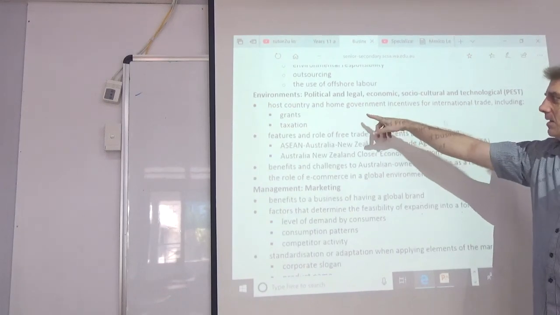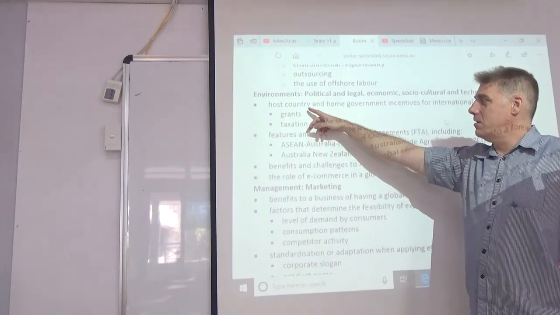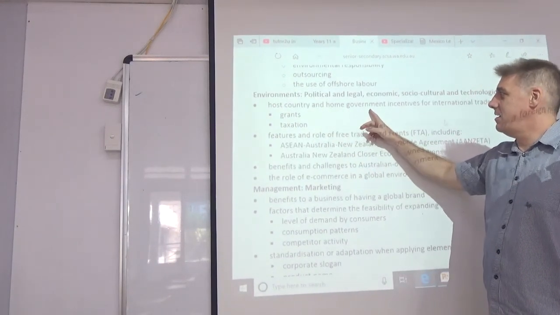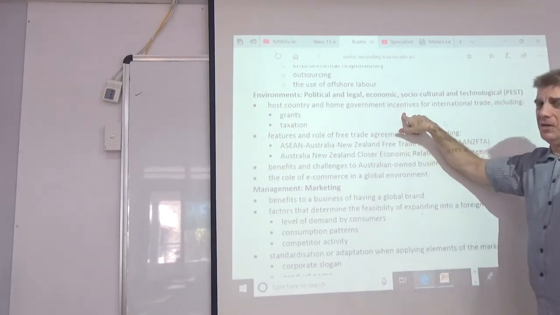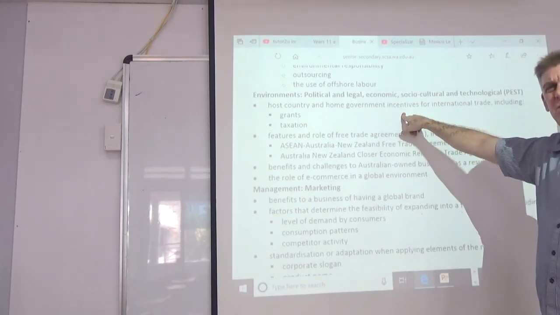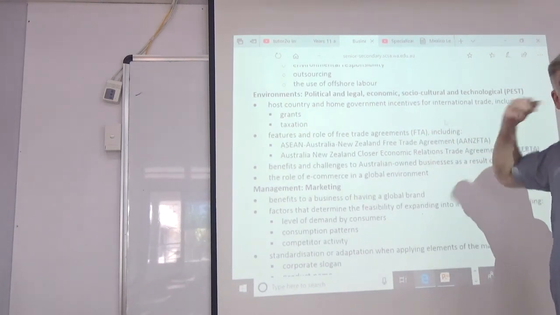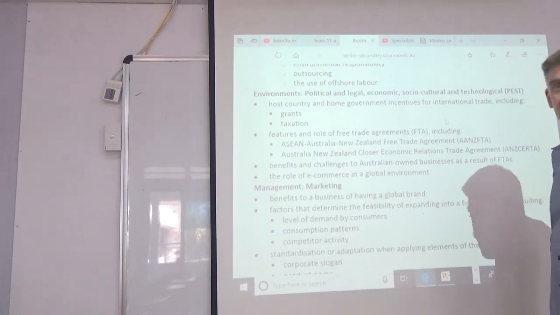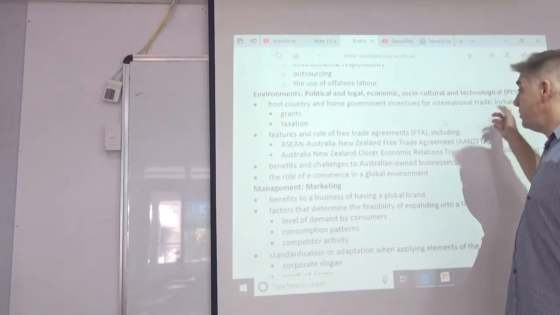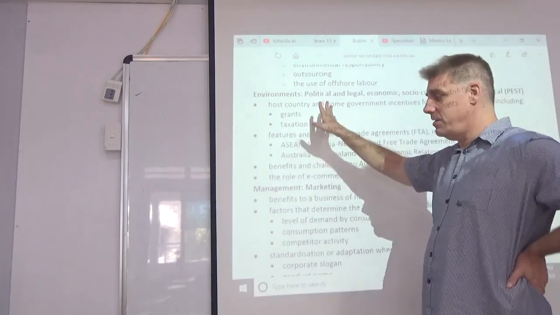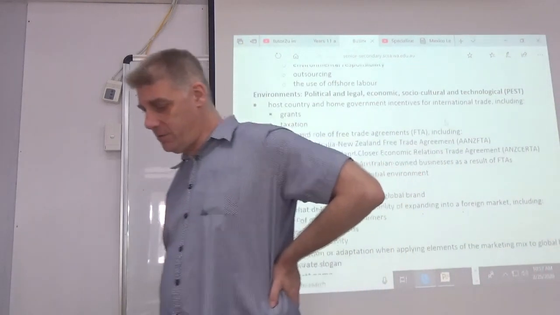So, host country would be the country that we are trading with in this case. And the home government is Australia. Incentives means something they use to encourage you to do something. If your parents say if you get straight A's in your report card, you'll get a new motorbike, that would be an incentive. For international trade, including grants and taxation. We'll get into that. And then we have free trade agreements.